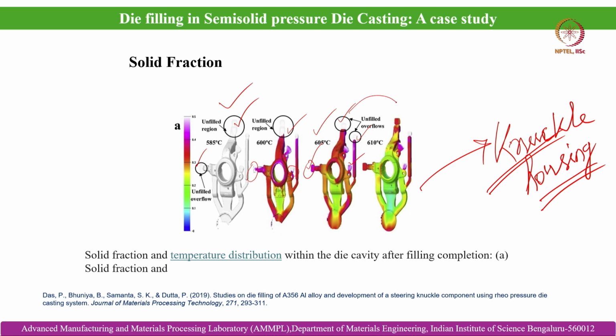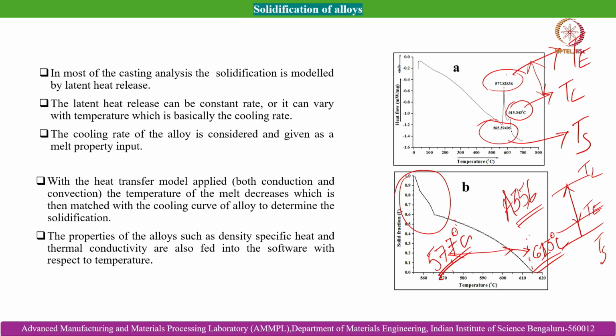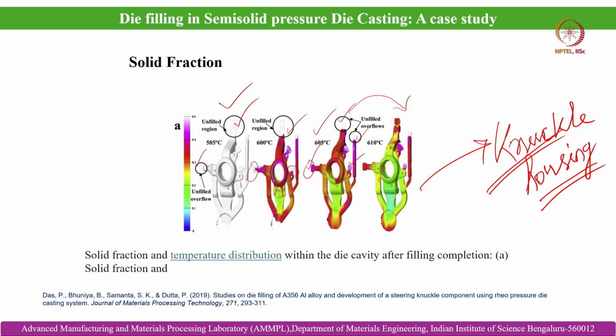Then a further increase of the melt temperature to 610 degrees centigrade has a minimum solid content. If we go back to the solid fraction versus temperature curve, we can see that the solid content is somewhere around 0.1. That solid content is enough for promoting spheroidal microstructure within the solidifying knuckle housing, thereby achieving improved mechanical properties, and to achieve the advantage of semi-solid rheo die casting it is enough. In that case you can see all these overflows and all the parts of the component cavity have been filled successfully.